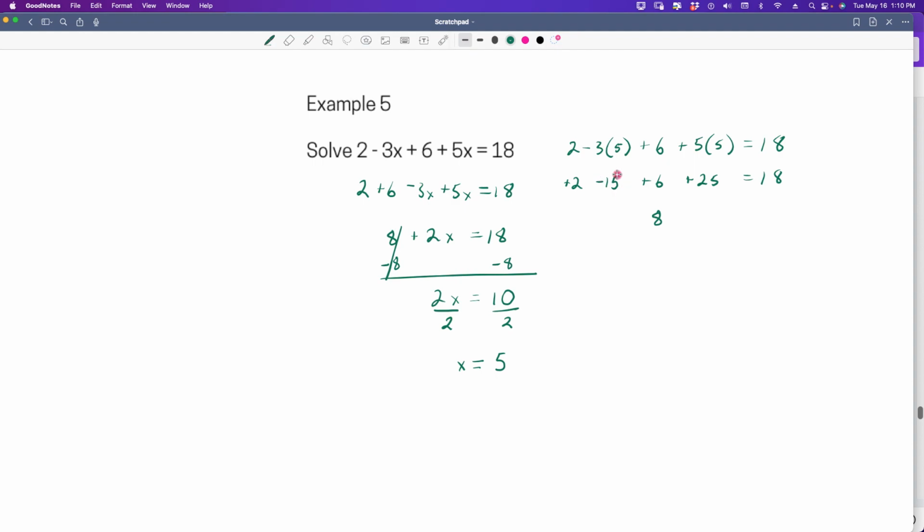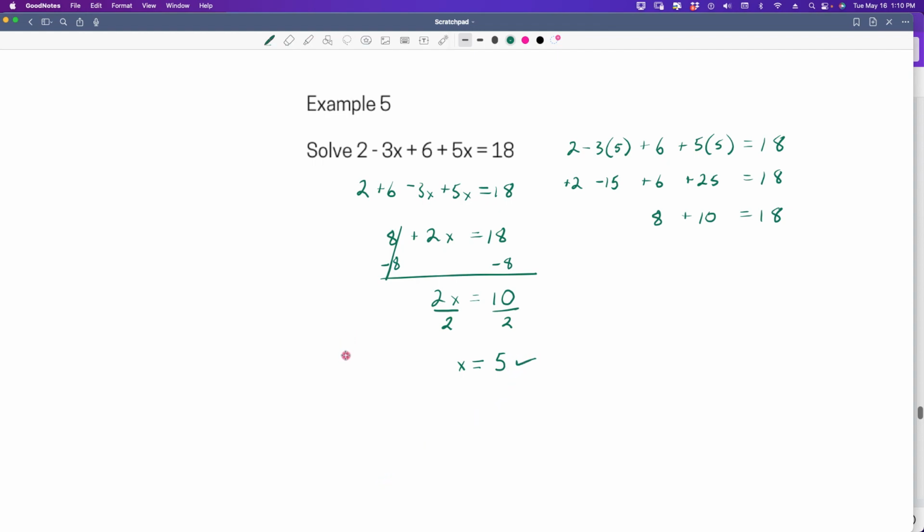And then I'm going to take this negative and this positive because they both end in 5. It makes it easy for me to subtract that in my head. And this is the bigger number. So I'm going to say 25 minus 15. That leaves 10. So plus 10. 8 plus 10 does equal 18. So it tells me my solution of 5 is correct.